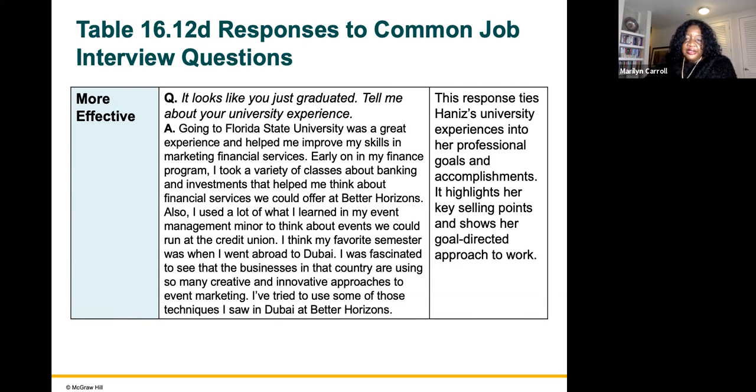Also, I used a lot of what I learned in my event management minor to think about events we could run at the credit union. I think my favorite semester was when I was abroad in Dubai. I was fascinated to see that the businesses in that country are using so many creative and innovative approaches to event marketing. I tried to use some of those techniques I saw in Dubai at Better Horizons. Now, this response ties her university experiences into her professional goals and accomplishments. It highlights her key selling points and shows her goal-directed approach to work.